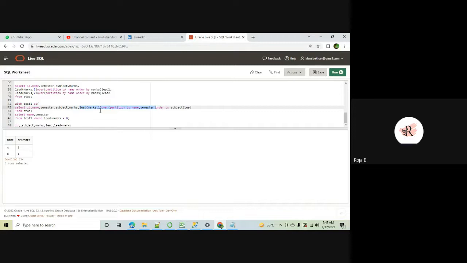It's clear, Tanvik. But I have one doubt. When we are using rank, dense rank, we have to give column names, right? We cannot give star. No, you can use the star as well. You can use the star. That's not a problem. Okay.